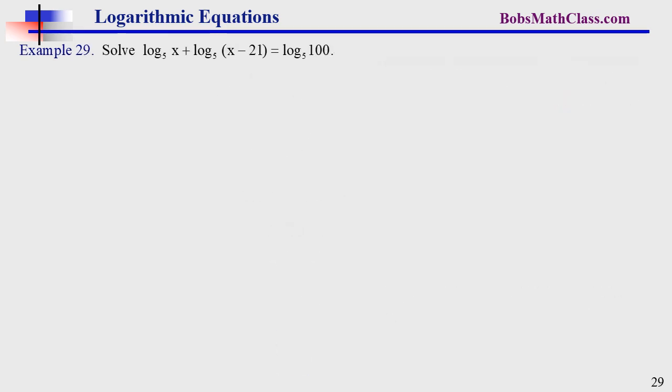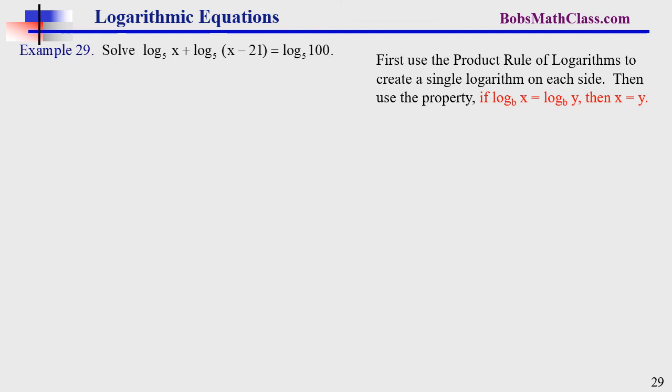All right, last problem. You made it. Log of x base 5 plus the log of x minus 21 base 5 equals the log of 100 base 5. What are we going to do first? Right, it's got a plus in the middle, product rule.